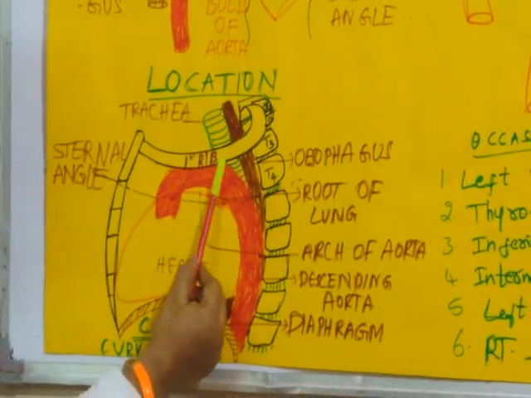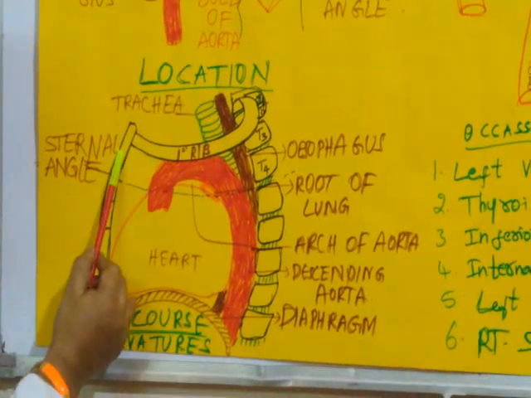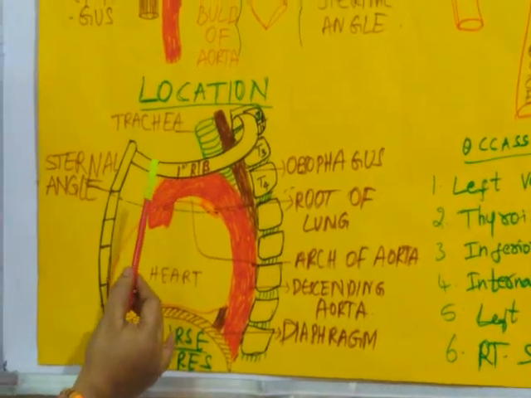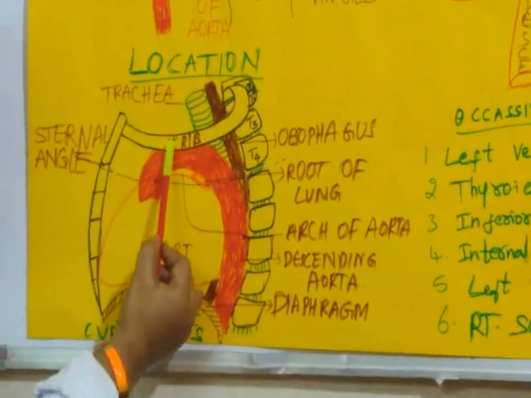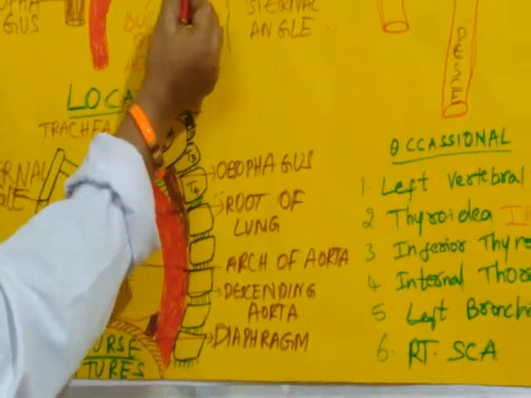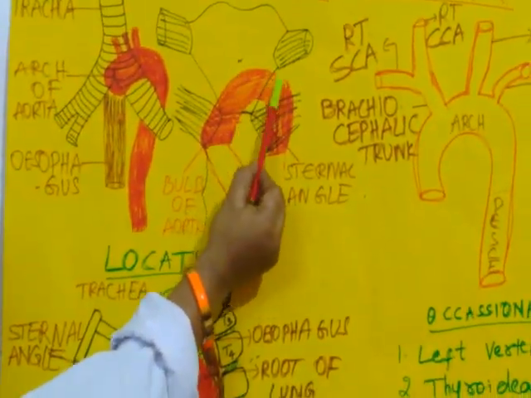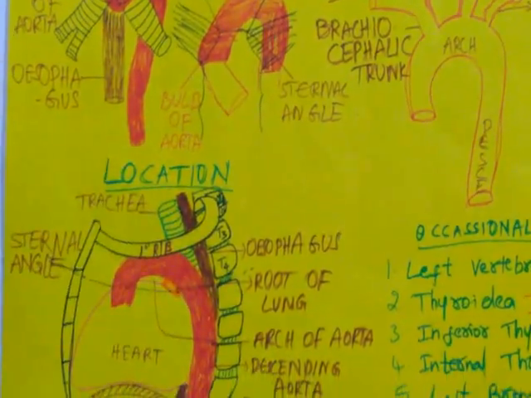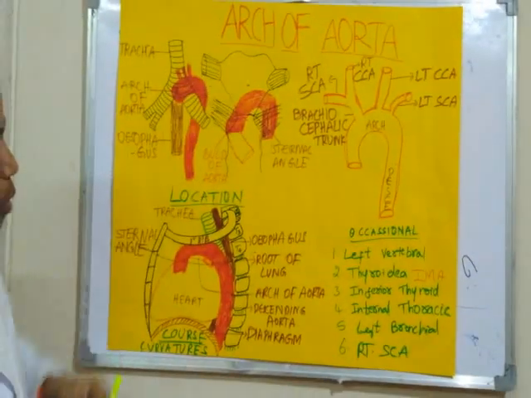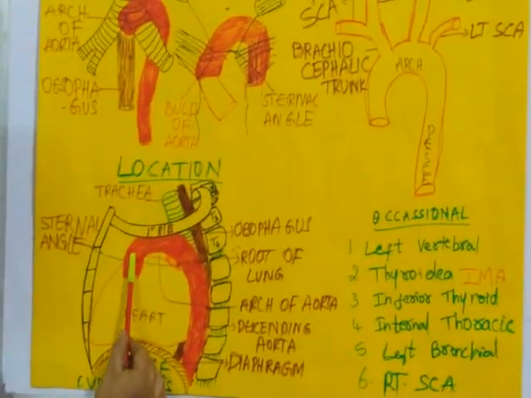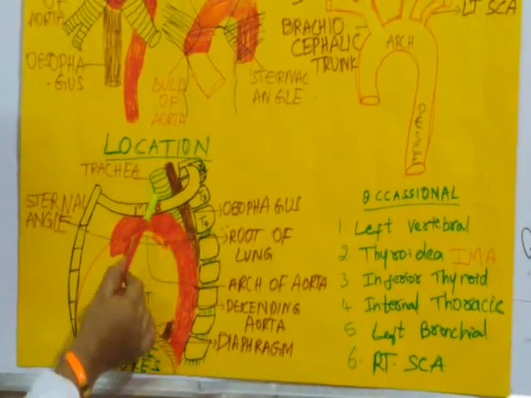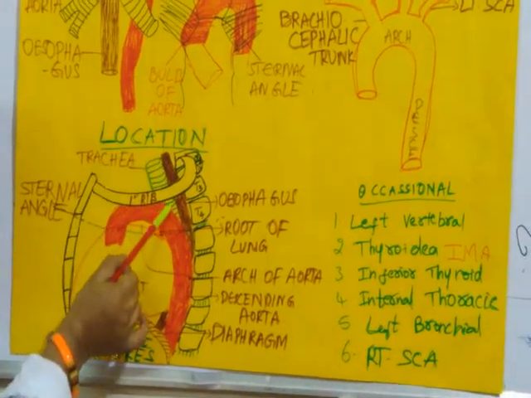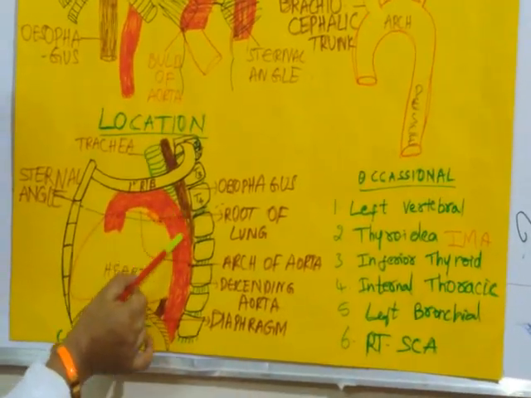So this arch of aorta is located in the superior mediastinum behind the manubrium of sternum. The summit of arch of aorta is seen just behind the middle of the manubrium of sternum. Summit means highest point. You can see this is running upwards and backwards. First it is present in front of trachea, then it is seen on the left side of trachea.